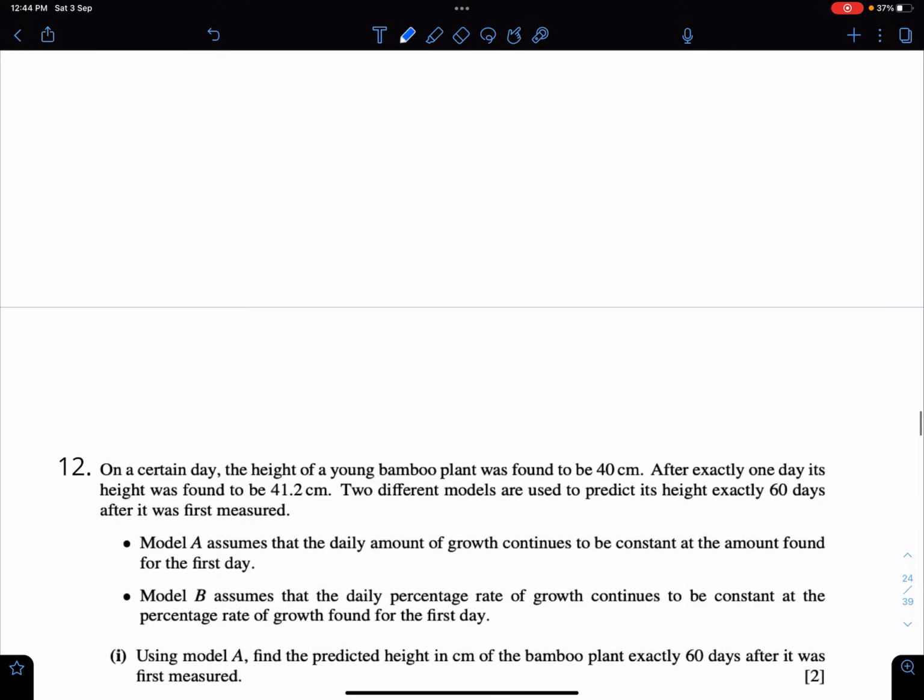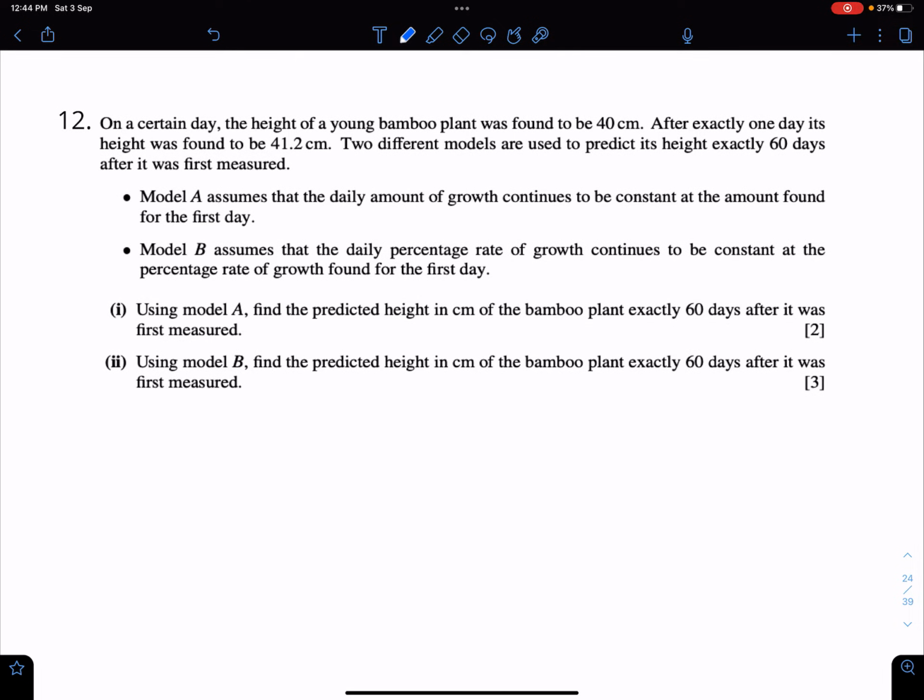Well, this question is simple. I'm leaving this. Okay, I'm solving this question. 12.